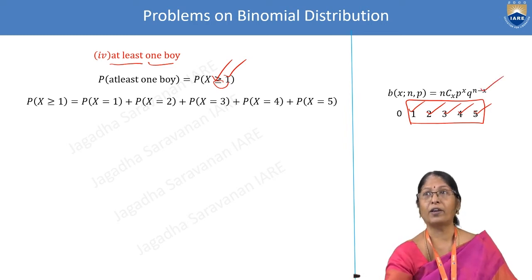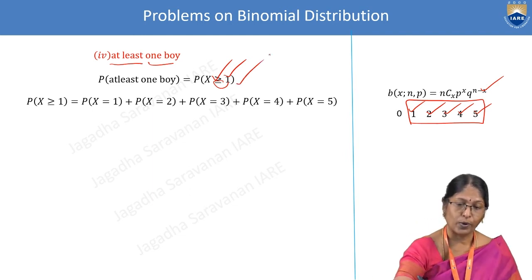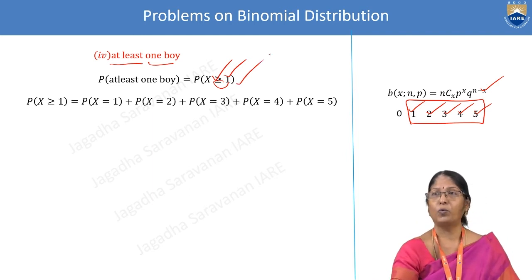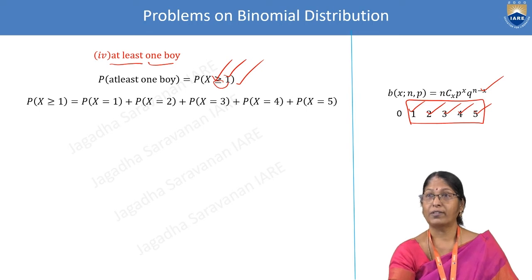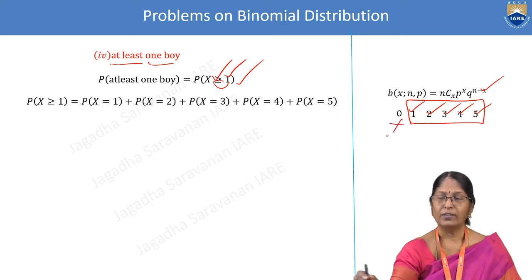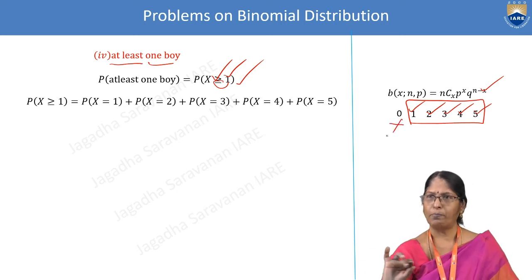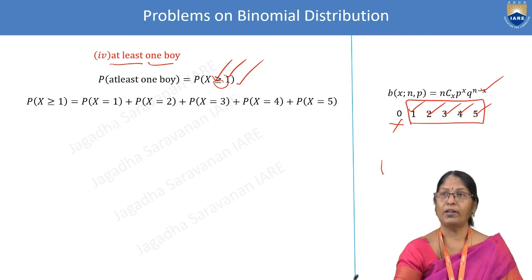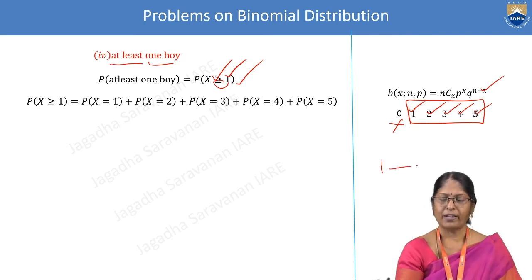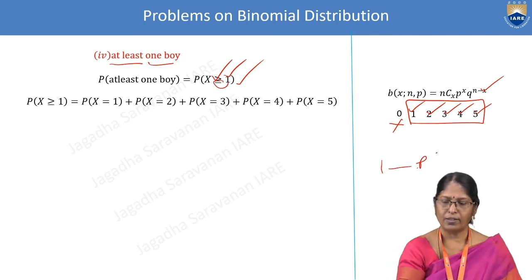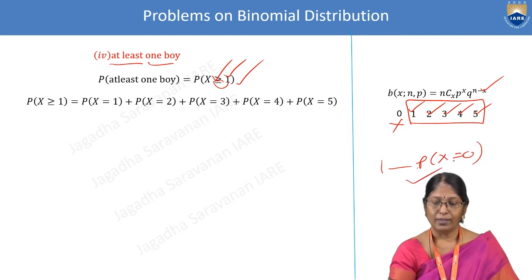But this is the only required data for our question. But we don't want to waste our time. That is time consuming. We will do the smart work. This data, x equal to 0, is unwanted. So better, total probability is 1. Subtract that unwanted x equal to 0. This is the best way. This best way we can do it.